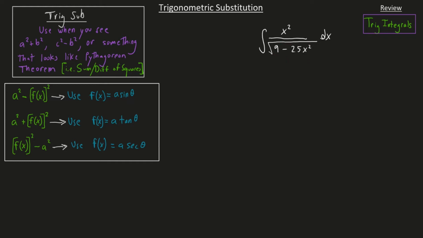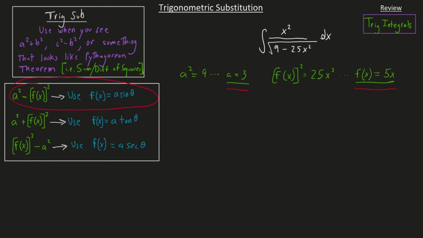So our first step is to see what table entry we're going to use. And we're going to use this one because we have just some number squared and then the minus, and then we have the thing with x in it getting squared. So we just have to figure out what a and that function f are. So my a is going to equal 3, and my function f is going to equal 5x.